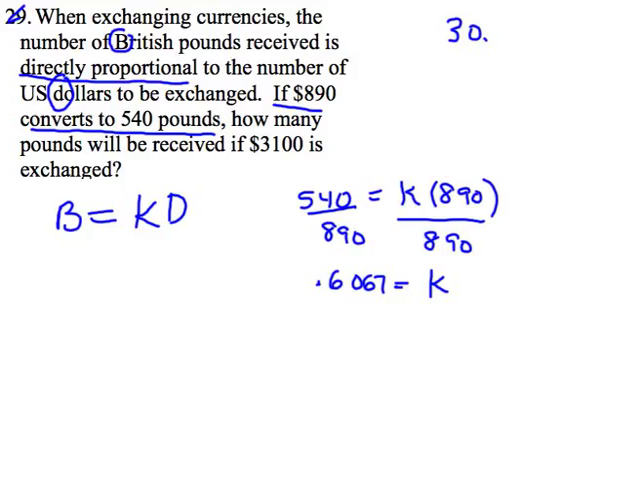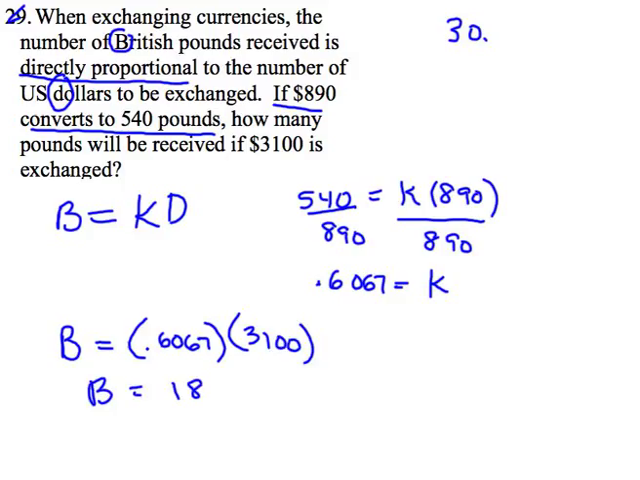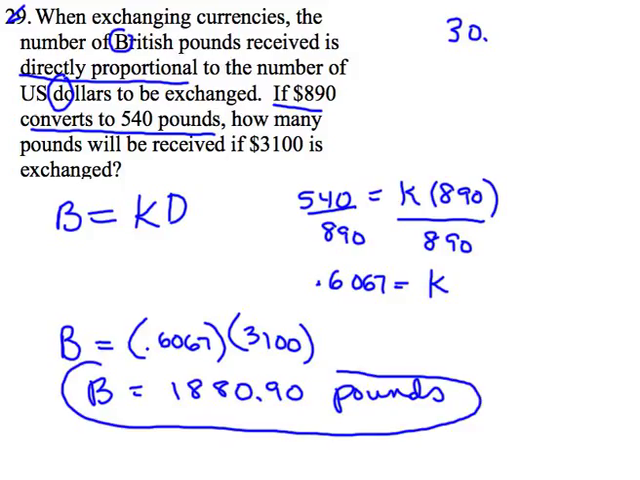Step 3, you want to answer the question. How many pounds, that's B, will be received if $3,100 is exchanged? So substitute the K that you just solved, and dollars is 3,100. Multiply, and you get 1,880.90, and write the units, pounds, and that's the answer.